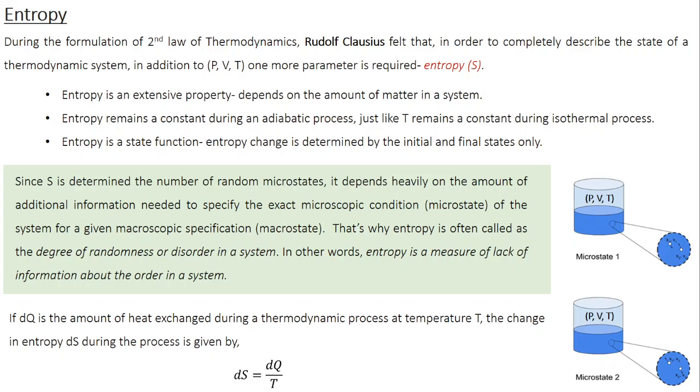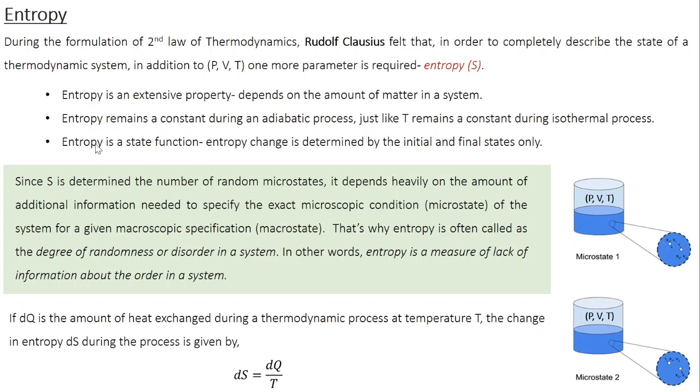On the other hand, if you look at the density, which is mass by volume, when you increase matter, mass increases, volume also increases proportionally. So mass by volume, density, remains a constant. So density doesn't depend on the amount of matter in the system. Such properties are known as intensive properties. Here entropy depends on the amount of matter in the system.